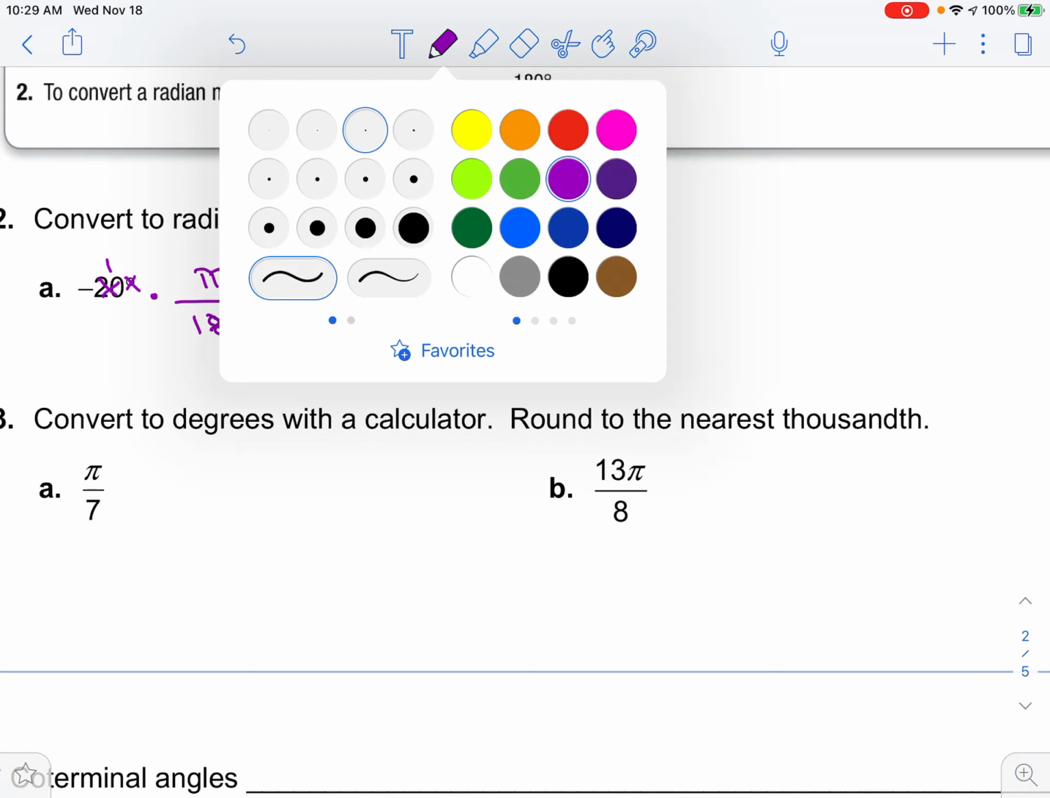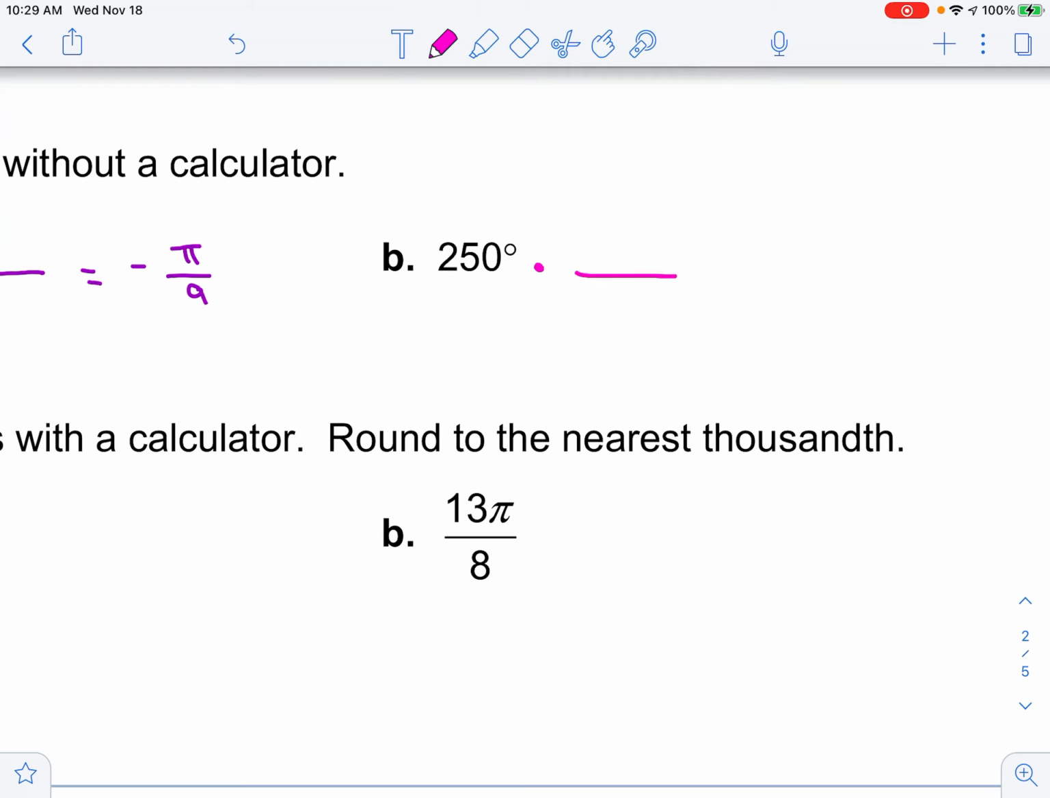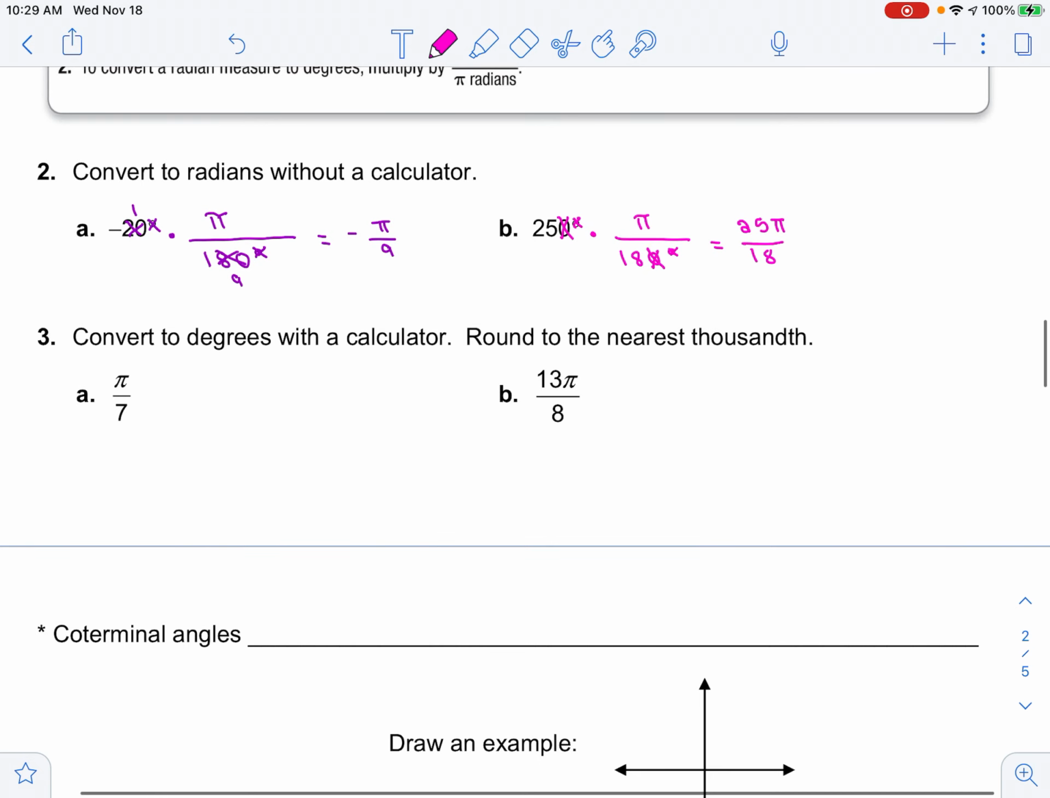Now, you can do the same thing for this next part here. 250: we want the degrees to cancel, so we're going to use this conversion here and put a pi on the top. And then from there, we can go through and cross cancel. I know that these are both divisible by 10, so I can cross off that 0. And then thinking about whether anything goes into these two numbers, I do not believe anything does. So then we would get our final answer of 25 pi over 18. And that would be a radian measurement.